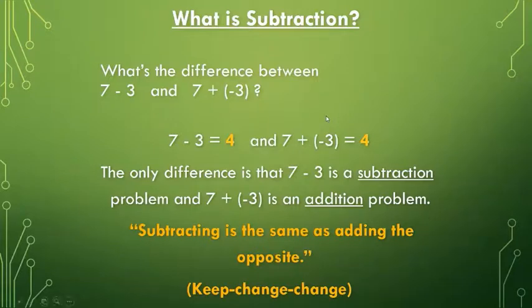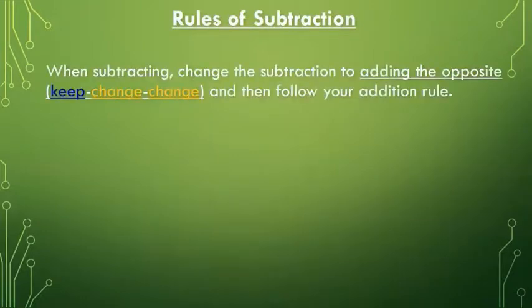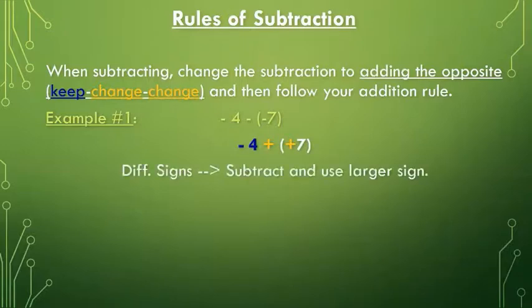Now, let us learn about the rules of subtraction. When subtracting, we have to change the subtraction to adding the opposite, which is keep, change, and then we follow our addition rules. For example, minus 4 minus 7. It becomes minus 4 plus 7. Different signs means subtract and use the larger sign. So our answer will be positive 3.